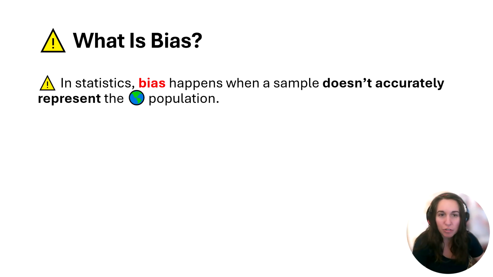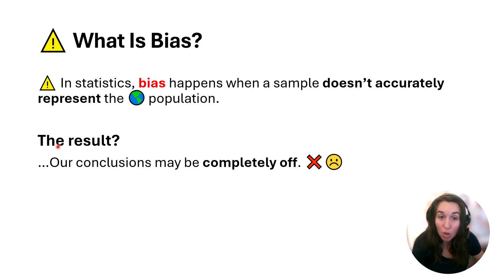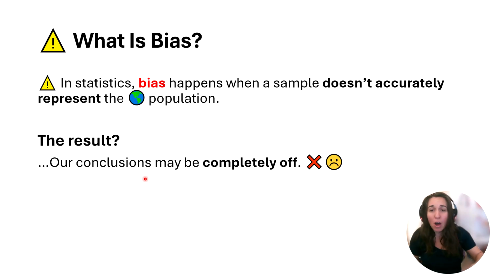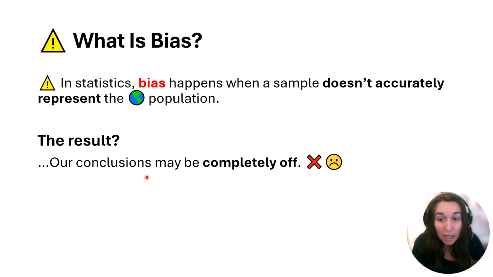So big question here: What is bias? I'm going to give you a definition. In statistics, bias happens when a sample doesn't accurately represent the population. And so the result means that if we introduce bias into our sample, our conclusions may be completely off. And sometimes we do everything in our power to try and combat this, and we still might wind up with skewed results. There might be something we missed, or we didn't think it all the way through.